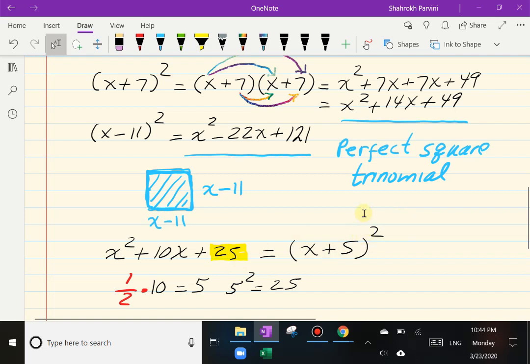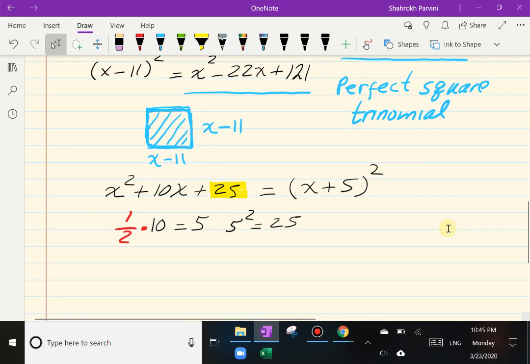So this process of adding the number, the highlighted number, is called the completing the square method. So we had an incomplete trinomial, and by adding the appropriate constant, the proper constant, we turned it into a perfect square trinomial, which is up here. That's a perfect square trinomial. Okay.